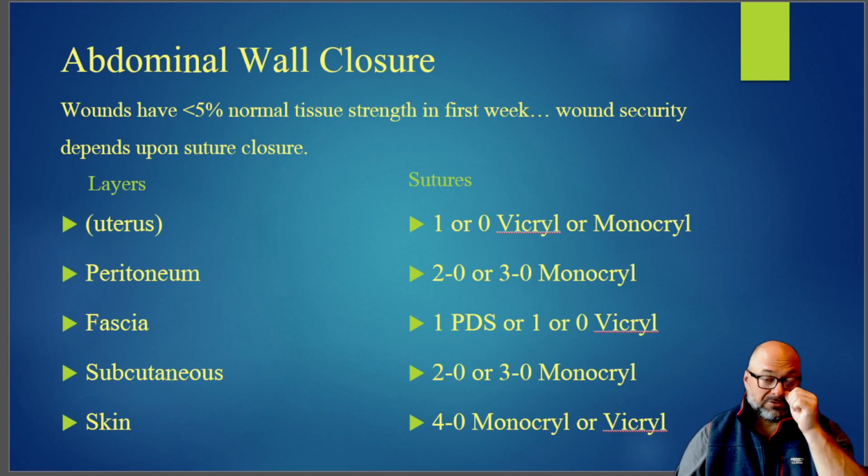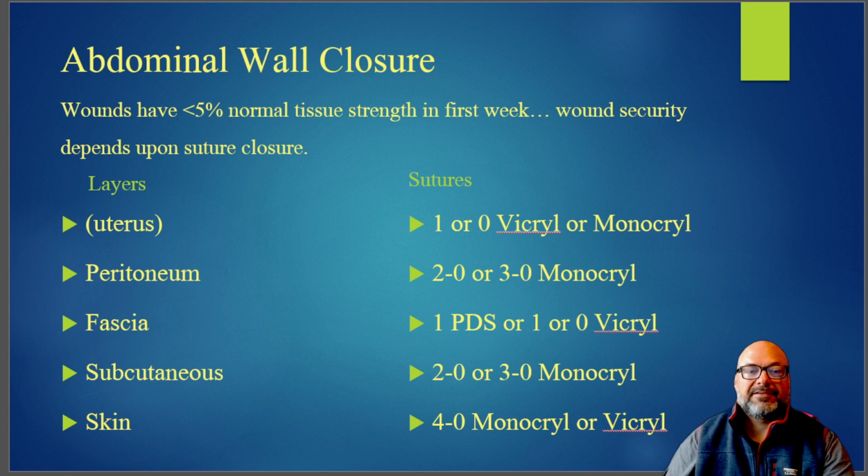All right, so abdominal wall closure. Wounds have less than 5% of normal tissue strength in the first week. And so the way that we close the tissue is very important. The layers that we close, coming back up, so to speak, during a C-section, we close the uterus. Most folks don't close peritoneum. Some do, not many. Close the fascia, the subcutaneous space, depending on depth, we'll talk about that, and then closing the skin.